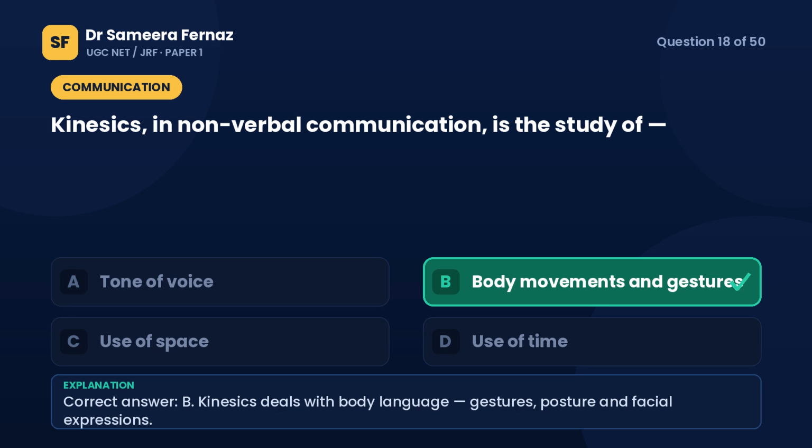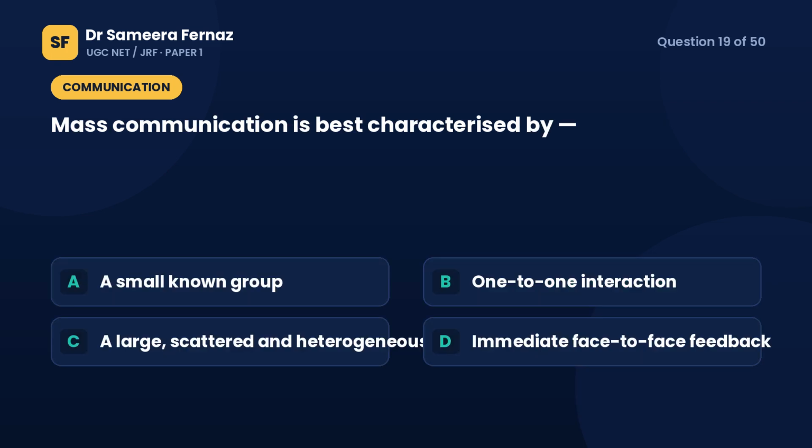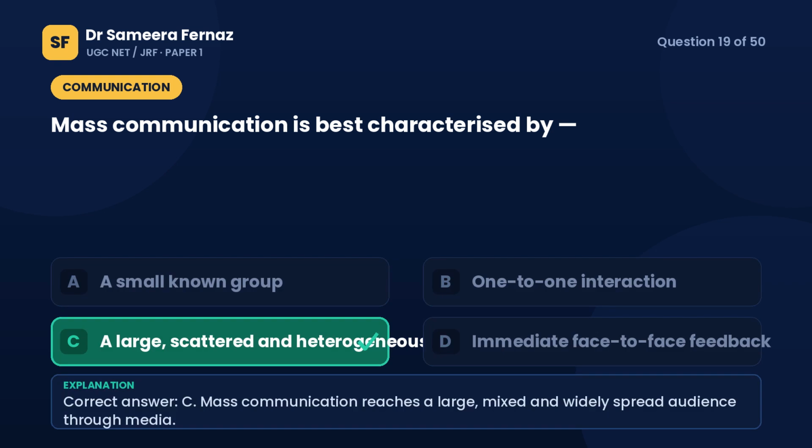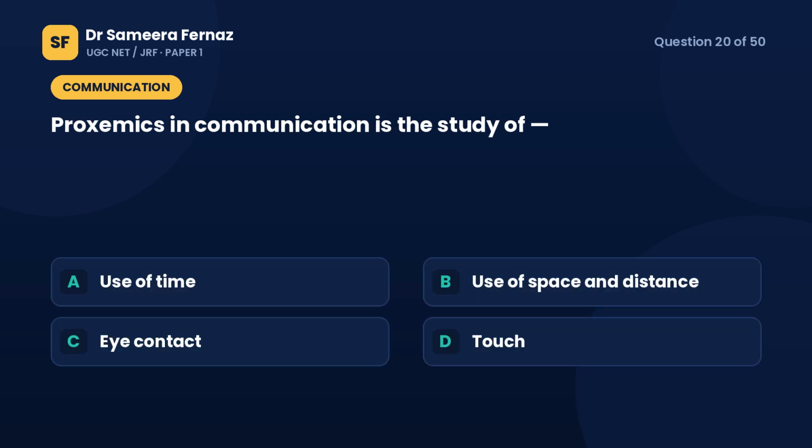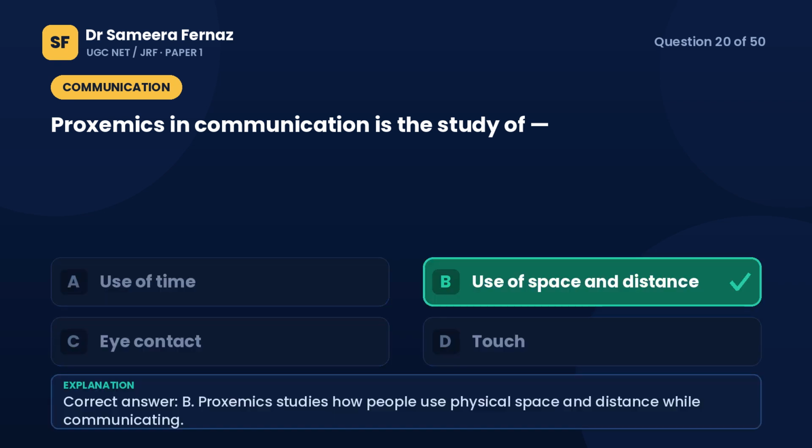Question number 18, Communication. Kinesics is a big word. What does it study? Answer is option A, body language, your gesture, posture and movement. Question number 19, Communication. What makes communication mass communication? So the answer is option A, a large mixed scattered audience like TV or newspaper reaching everyone.